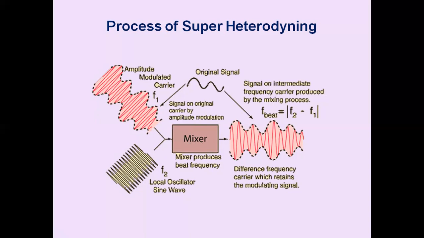So what is happening here? This amplitude message signal envelope is the message signal. So this is the RF signal. The RF signal is mixed with the local oscillator. These two are higher frequencies. So the mixer produces two frequencies: the sum frequency F1 plus F2, and the difference frequency F2 minus F1.